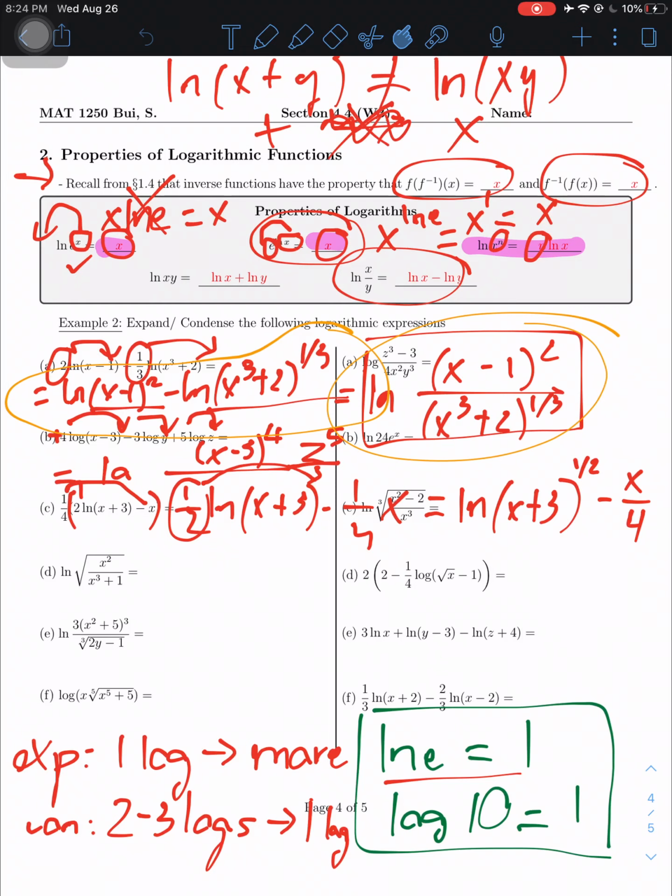Okay, so this is part 2 of section 4.4. Sorry for the disconnection. Alright, so now let's talk about part D. Okay, part D right here.